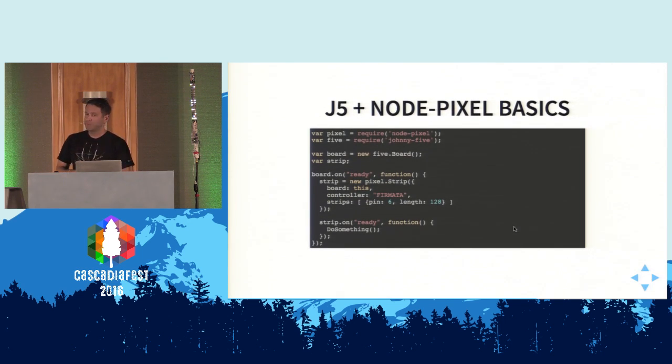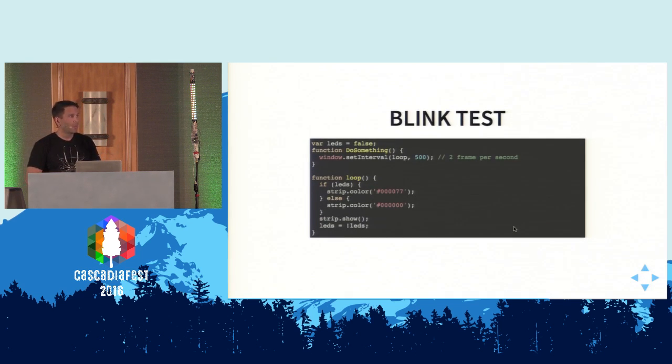So here's the very basic boilerplate of how you get set up with Johnny-Five and NodePixel. So in Johnny-Five, you create a board. Basically, it emits an event called ready. And once that's ready, then you can actually create your strip. And you do things like tell it that we're using the Firmata version of the controller, and that it's on pin 6 and it's 128 LEDs. And then when the strip is actually ready and initialized, it emits its own ready event. And then at some point, you do something. There's a little bit of a delay, but this will start blinking in a moment. It's buffering on the serial port.